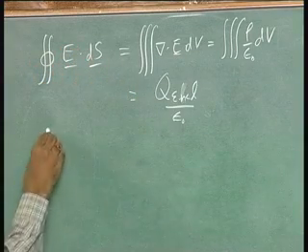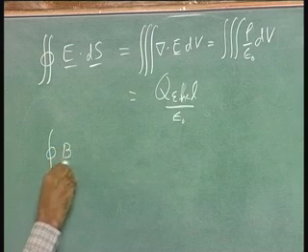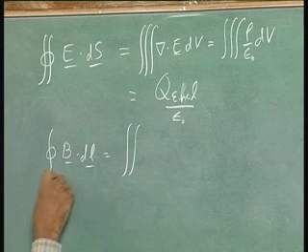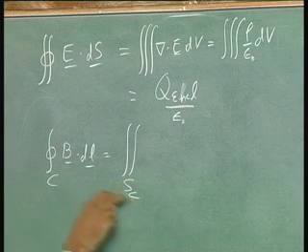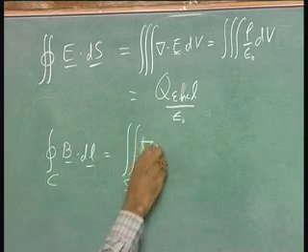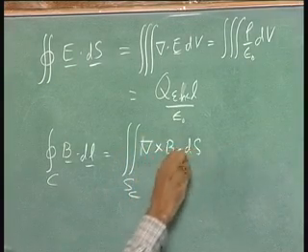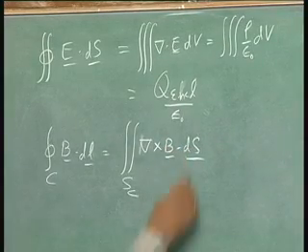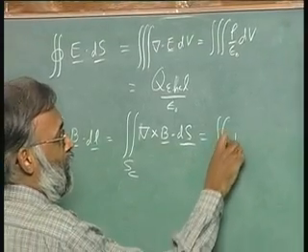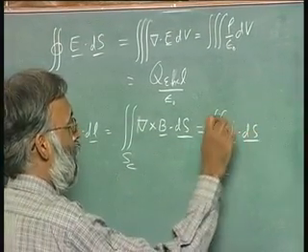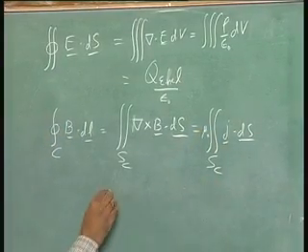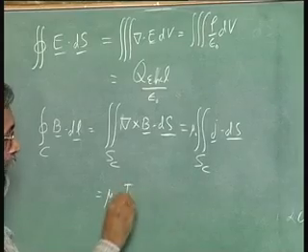Now, here we have loop integral B dot dl, which is equal to the surface enclosed by that loop, curl of B dot dS, which is equal to surface J dot dS with a mu naught, which is therefore equal to mu naught I enclosed.